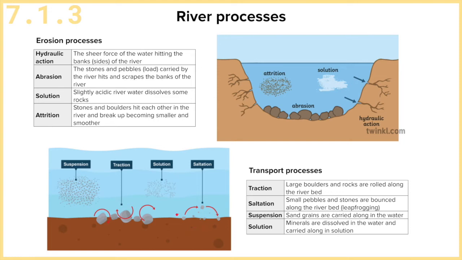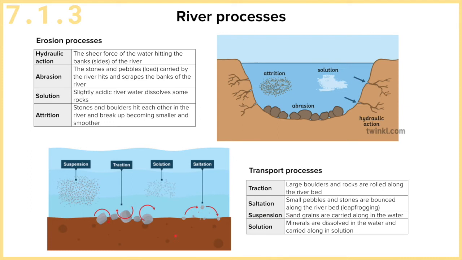Next up, we have saltation. And saltation works with smaller pebbles and stones and it bounces them. So instead of rolling along the bottom, the water picks it up, but it's a little too heavy so it can't keep it in the water and it's got to drop it again. And then it'll pick it up and then drop it again and it'll continue on. So think of it a bit like bouncing or leapfrogging all the way along the river.